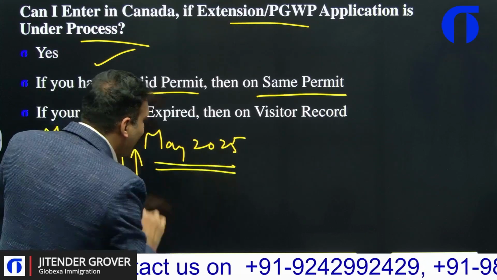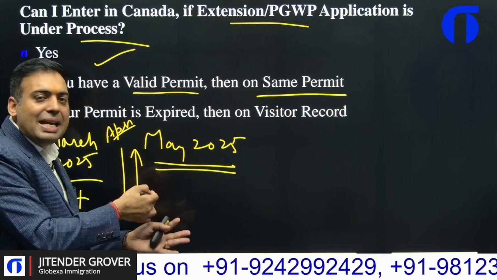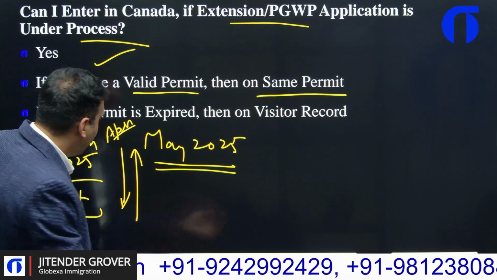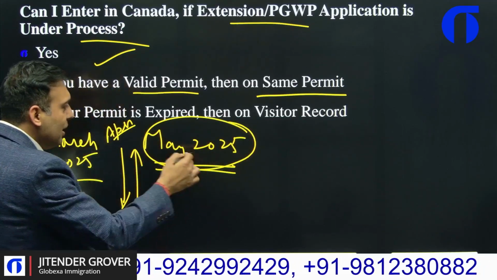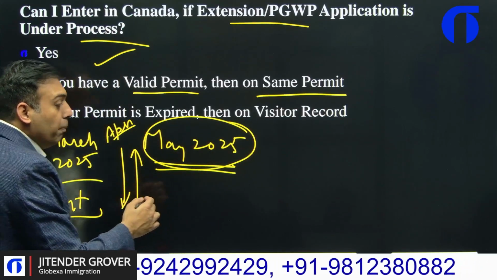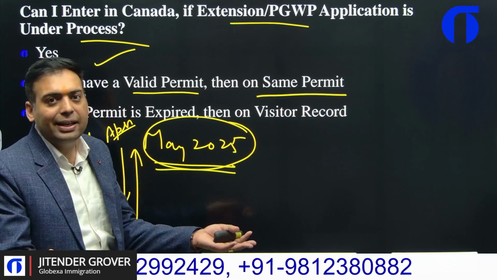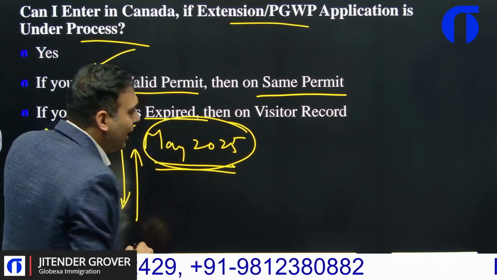Your permit is still valid till May and on the same permit you are re-entering Canada. So it is not a problem at all, not a concern, because your original, previous permit is still valid till May. Before that, you left Canada, you came back to Canada, and you can enter Canada on the same permit. The second possible condition is your permit is expired.